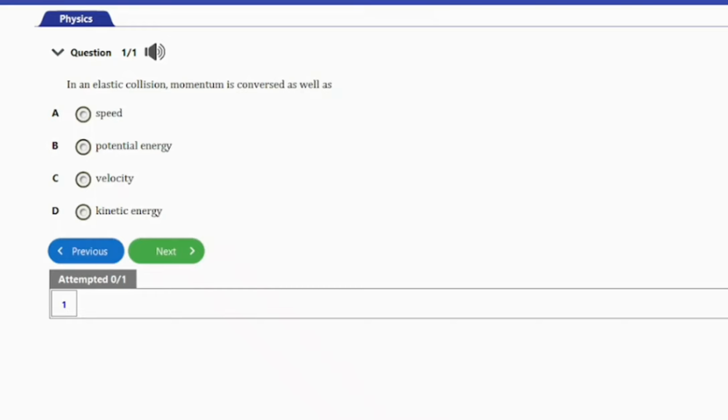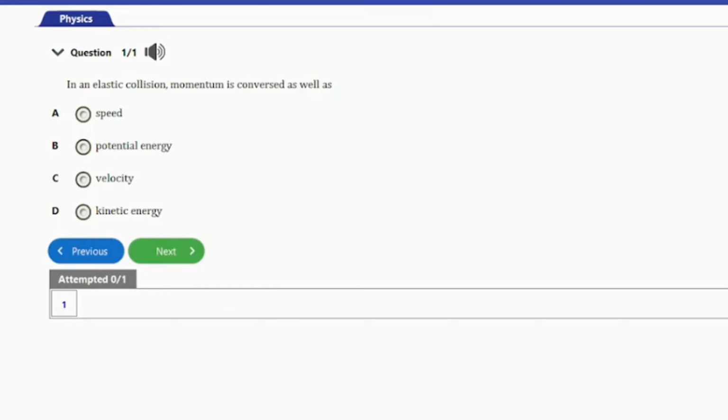It says, in an elastic collision, momentum is conserved as well as A. Speed, B. Potential energy, C. Velocity, D. Kinetic energy. So guys, the answer to this question is option D, and that's kinetic energy.